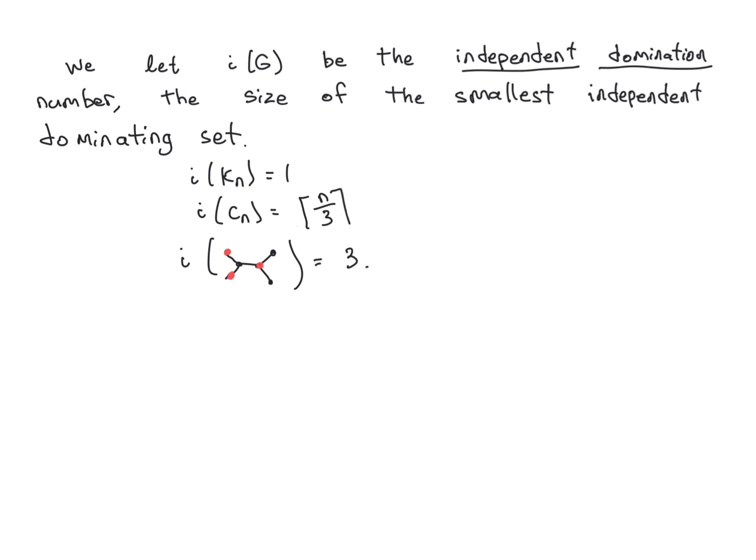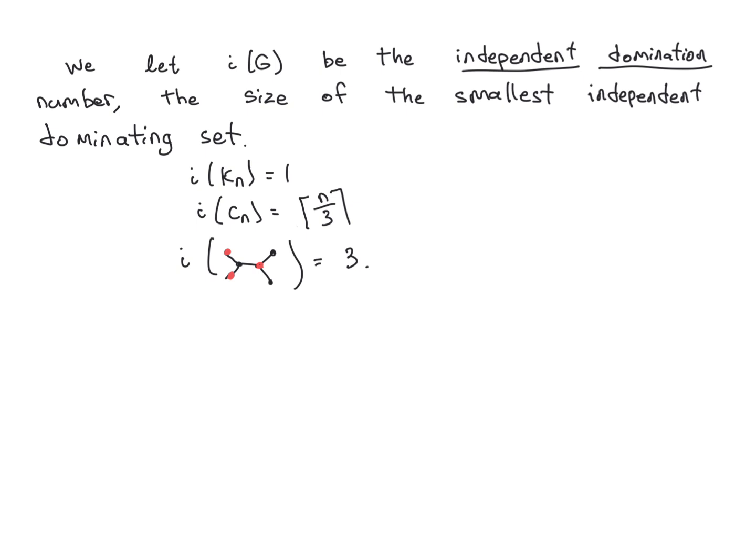All right, now we introduce the concept of independent domination number. So i(G) is defined to be the size of the smallest independent dominating set. So you want it to be both dominating and independent. So for our graphs from last time, the independent domination number of the clique and the cycle graph are the same as the domination number because we gave examples of dominating sets that also happen to be independent.